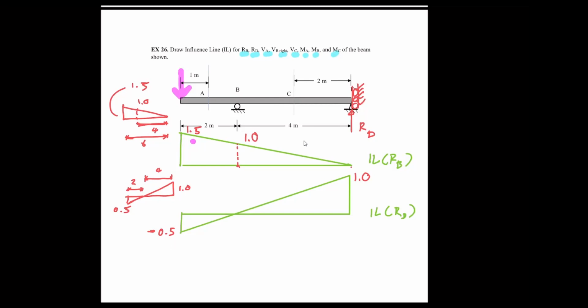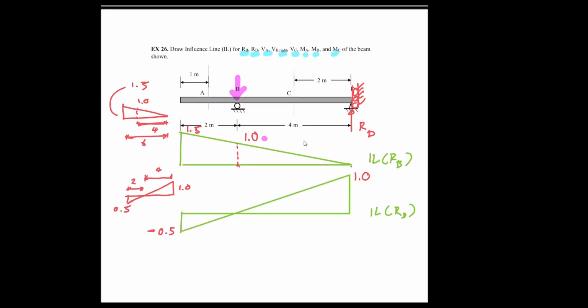So when you apply the unit load here, RB has to be equal to 1 because the unit load is directly on top of it. And so RD has to be 0. See that?